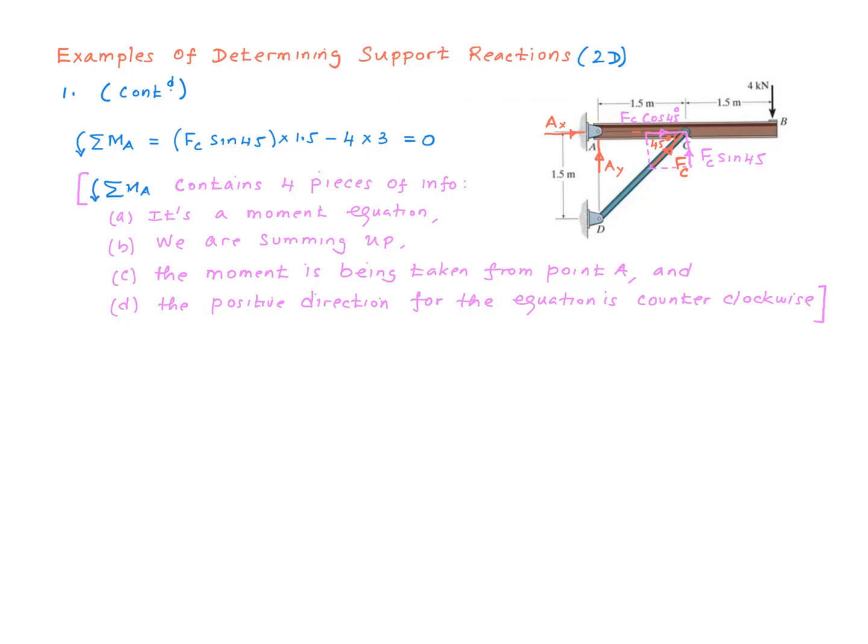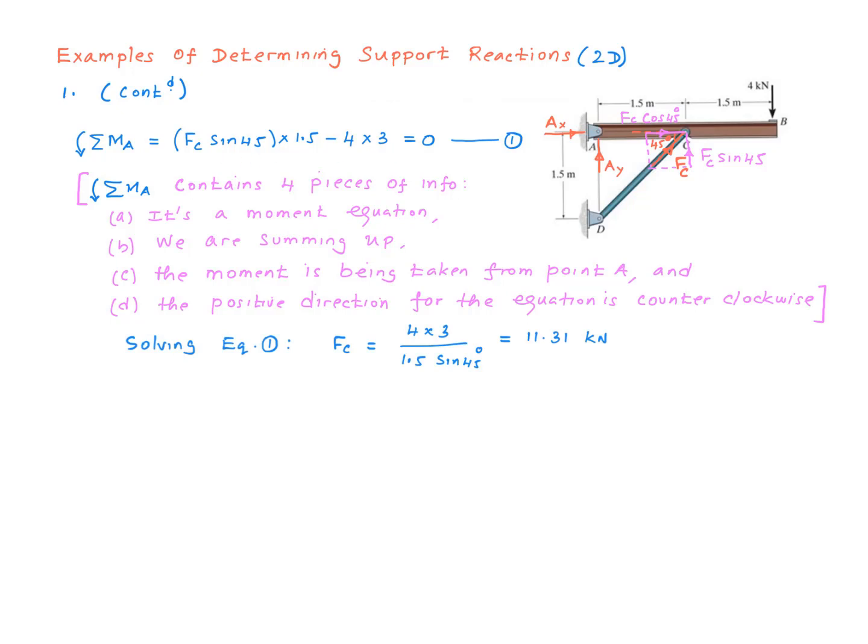that. The line of action of the 4 kilonewton force is this vertical line, and the perpendicular distance of that is 1.5 plus 1.5, which is 3 meters. And this is giving us a clockwise moment. So I have a negative sign over here. When you have more than one equation, like we will end up having here, it's a good idea to number the equation. So we'll call this equation number 1.